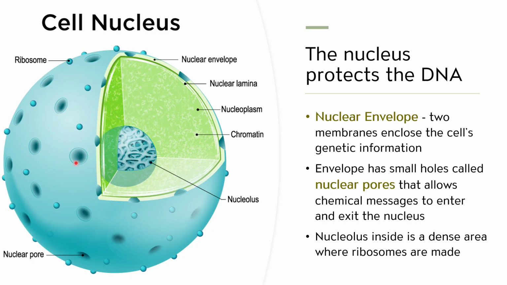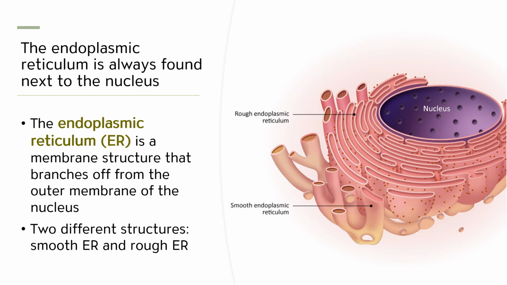This is two membranes that surround the DNA. And these two membranes have little holes inside of them called nuclear pores. That way we can get the right kind of enzymes in and the right kind of copies of our DNA can exit. Then inside is something called the nucleolus. Right in the middle is this really dark, dense area, and this is where ribosomes are made. So nucleus, primary job, protect the DNA.